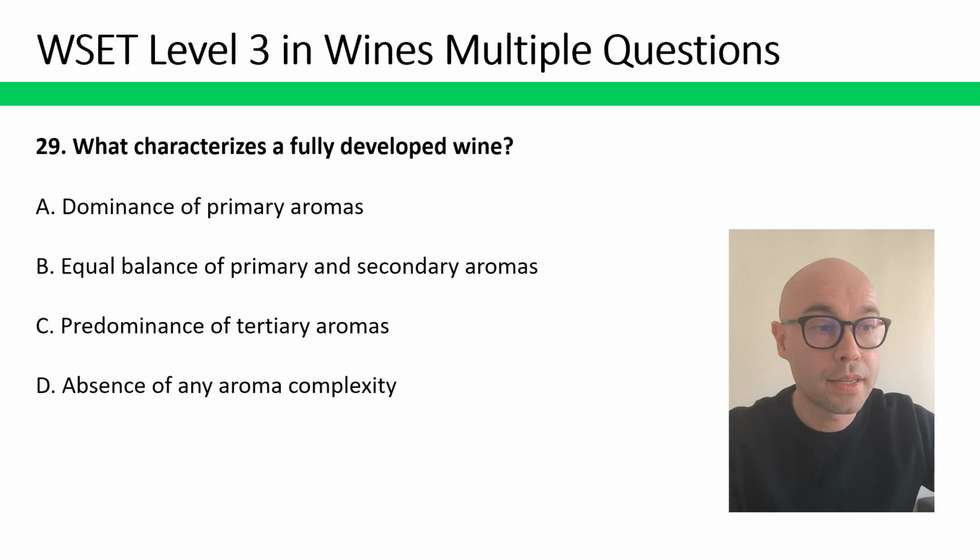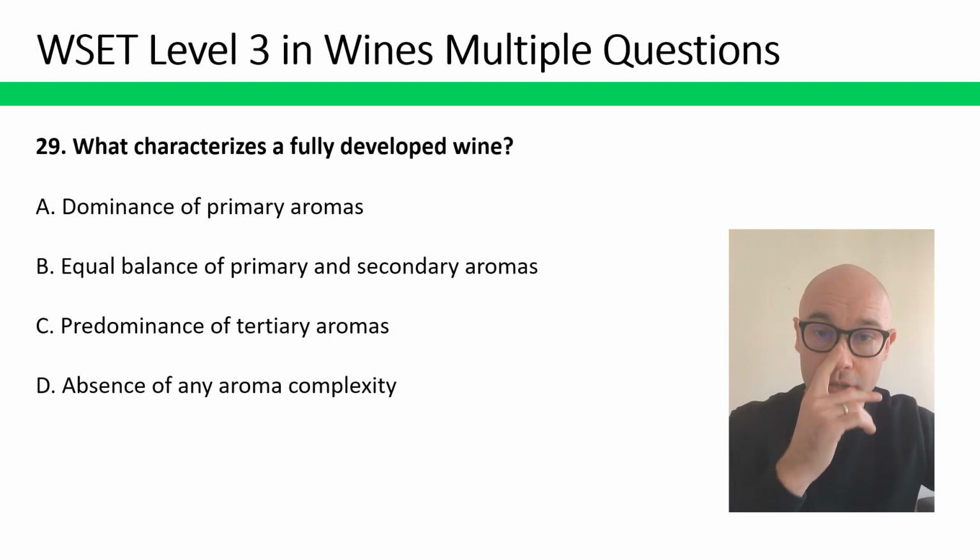What characterizes a fully developed wine? Dominance of primary aromas, equal balance of primary and secondary aromas, predominance of tertiary aromas, absence of any aroma complexity. So the correct answer is C, predominance of tertiary aromas.